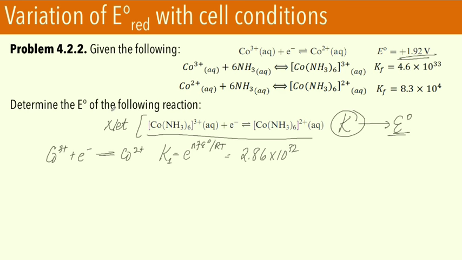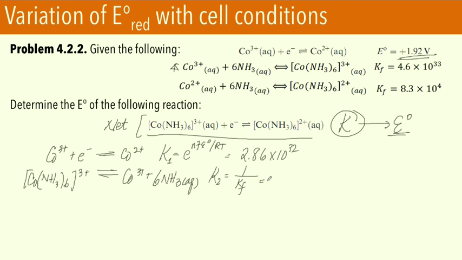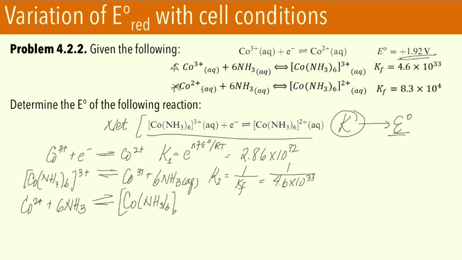Okay, so next we need to add together our second reaction that is reversed, okay? So this will give us hexaamine cobalt 3, resulting in cobalt 3 plus 6 ammonia. Okay, so the corresponding equilibrium constant for this will be the inverse of the formation constant. Okay, so we have 1 over 4.6 times 10 raised to 33. Okay, so the next reaction that we need to add is just this third reaction as written. Okay, so this is going to be cobalt 2 plus 6 ammonia forming our hexaamine cobalt 2, right? Okay, so the corresponding equilibrium constant for this expression is just the KF expression as is. So that is 8.3 times 10 raised to 4, all right?